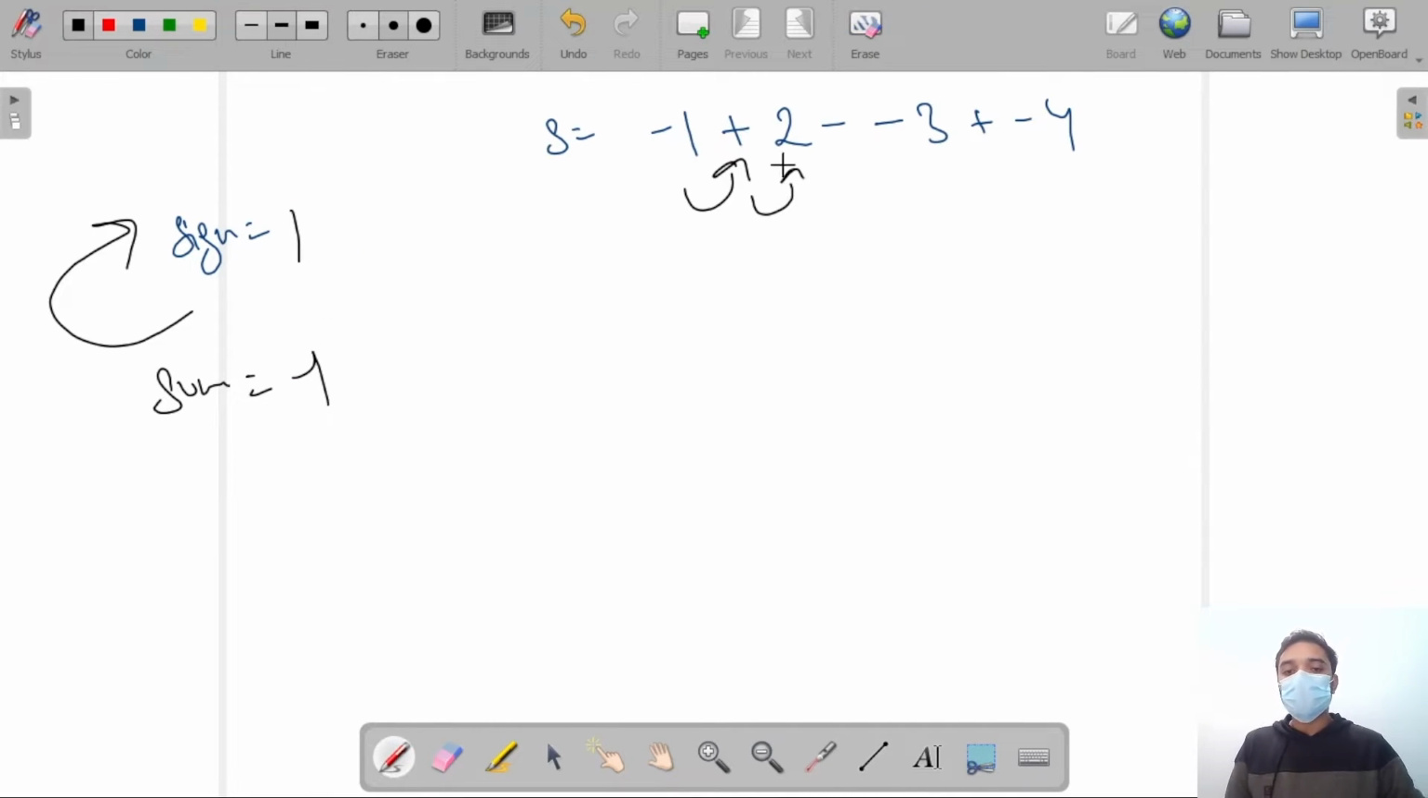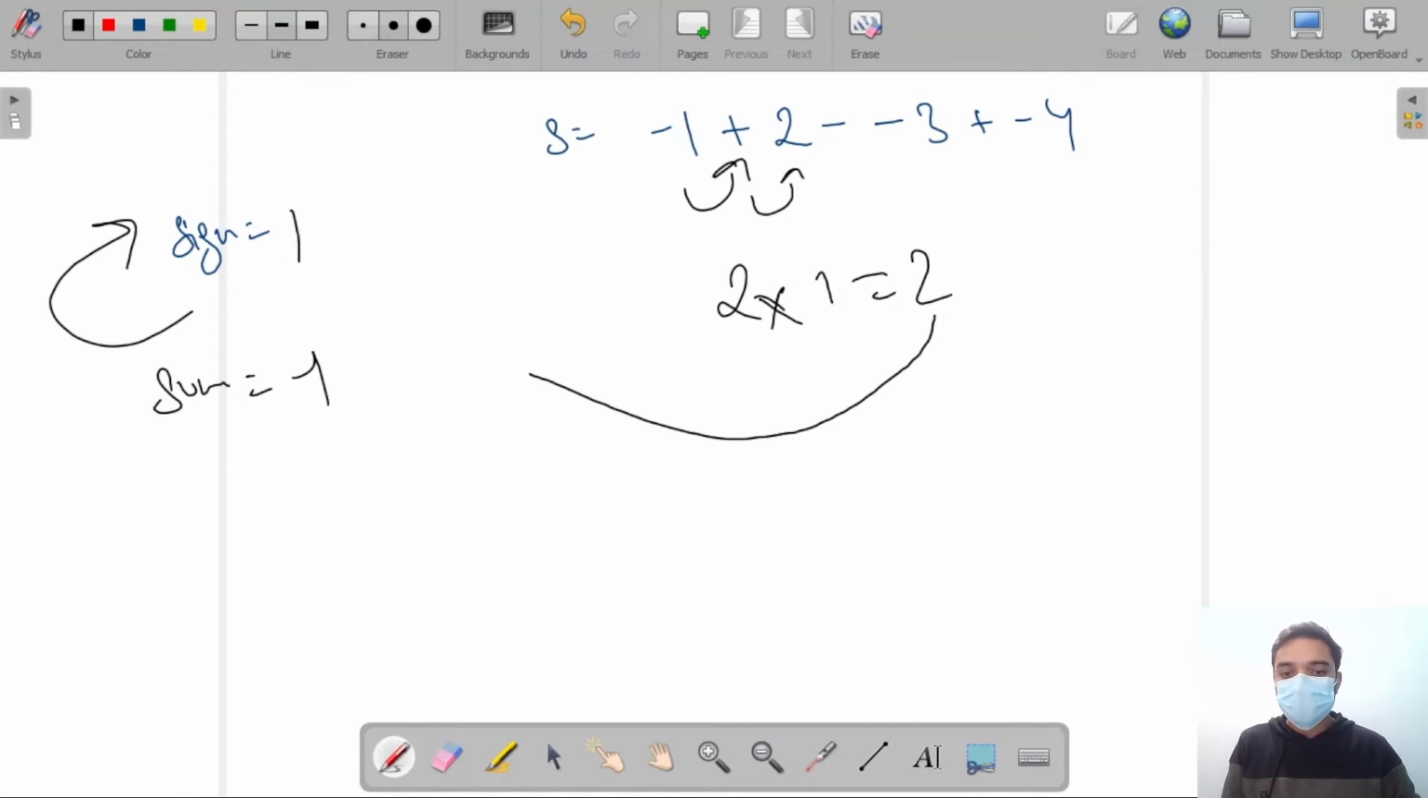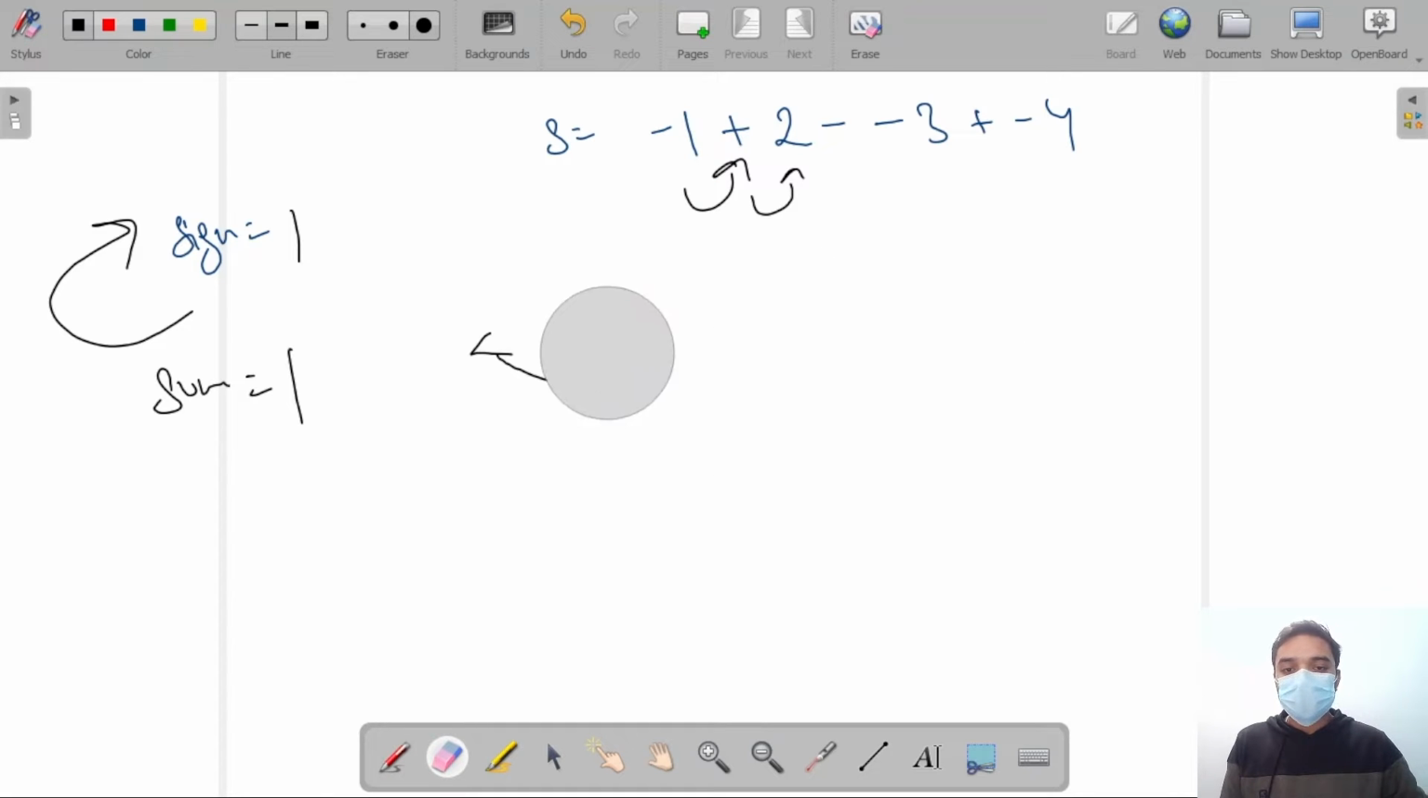Fine, so now I got 2 here. What I'm going to do is multiply it with our sign, that is 1. 2 multiplied by 1 is equal to 2, and after this I am going to update my sum with whatever result I get. So sum will be equal to -1 plus 2, which is 1. Now I am done with my 2 also.